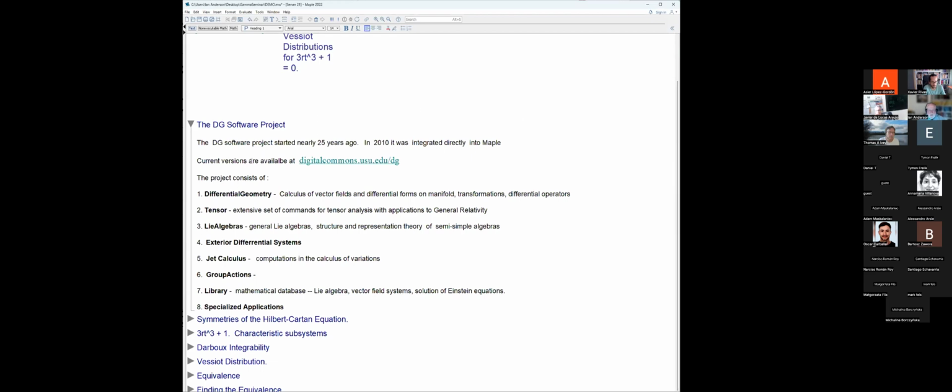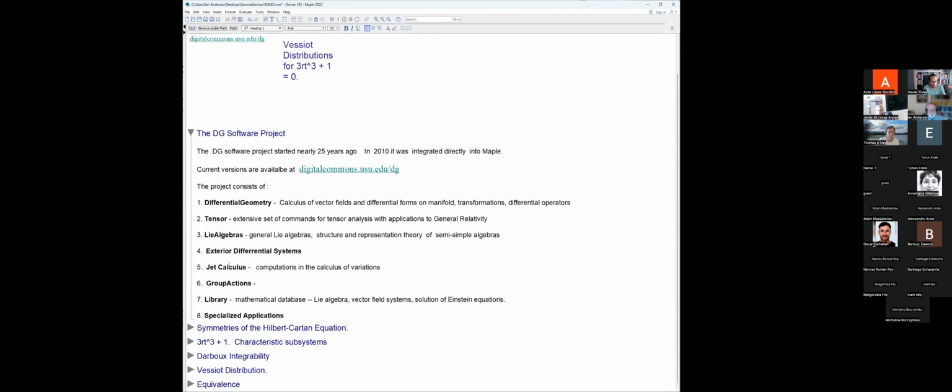There's a main package. There's a tensor package, there's an extensive Lie algebra package, there's a differential systems package, there's a jet package, there's a group action package, there's a library of databases of solutions to Einstein equations and Lie algebras, and then there's another package which contains various specialized applications.